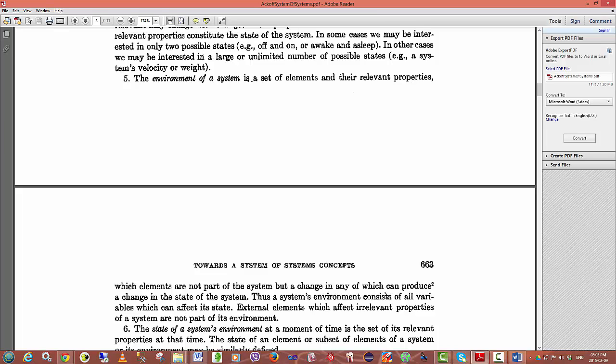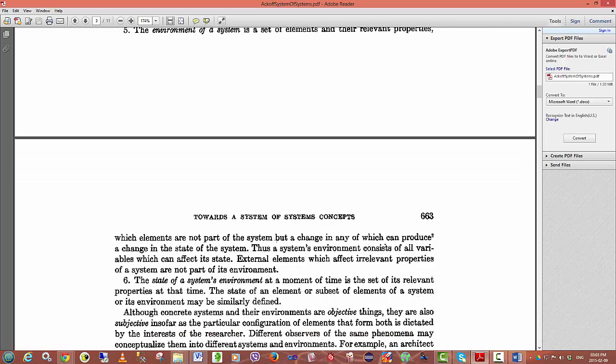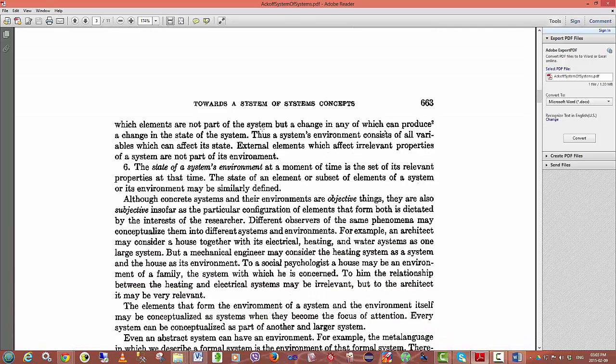Now all systems, or at least open systems, have an environment. The environment of a system is a set of elements and their relevant properties, which elements are not part of the system, but a change in any one of those produces a change in the state of the system. Thus a system's environment consists of all variables that can affect its state. What Ackoff is saying here is that a system needs to receive input from its environment. It acts on signals coming from the environment and then processes those.